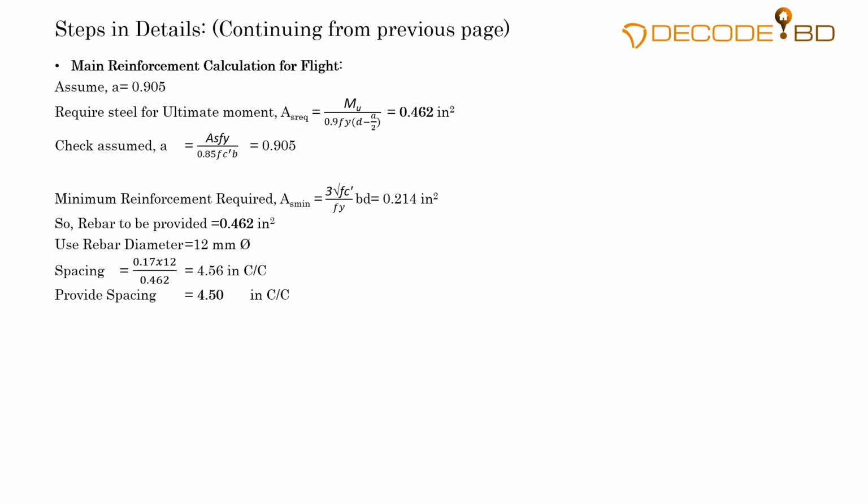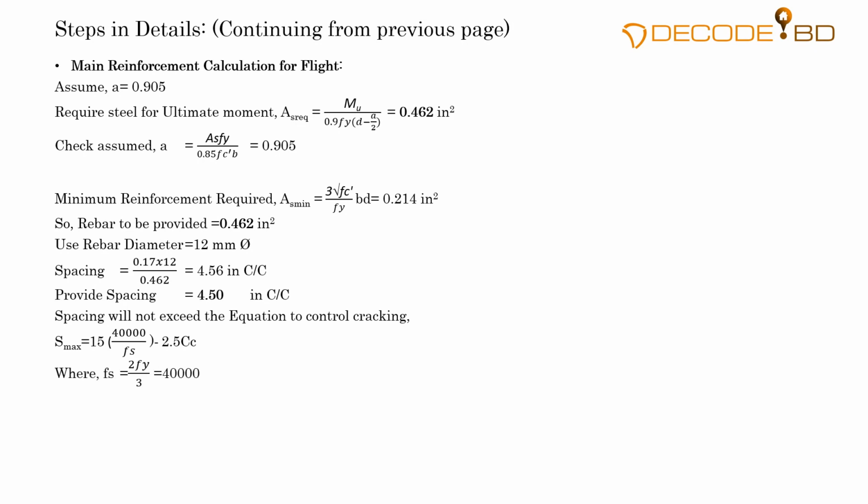Provide spacing, rounding it up to 4.5 inch center to center. Spacing will not exceed the following equation to control cracking: S max equals 15 × (40,000 divided by Fs) minus 2.5 Cc, where Cc means clear cover, and Fs equals 2Fy/3, which equals 40,000. So S max comes to 12.5 inch, greater than the 4.5 inch center to center provided.